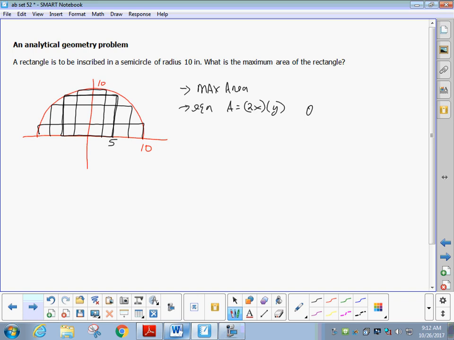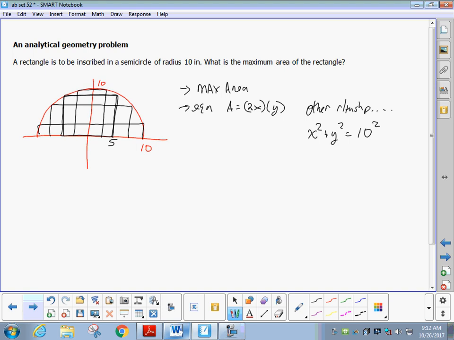What's the other relationship? This is not a trick question where they're trying to give you extraneous information. There's information they give you that we haven't used yet. What is it? What haven't we used yet? We haven't used a circle in any way. Do you agree? We had the rectangle right now. You're not using the circle yet. So the circle's got to be in there somewhere. What does the circle do for me? Yeah, it tells me the equation of the circle. X squared plus y squared equals 10 squared, right?